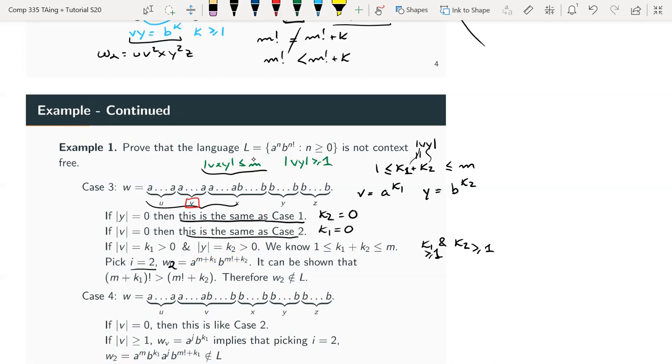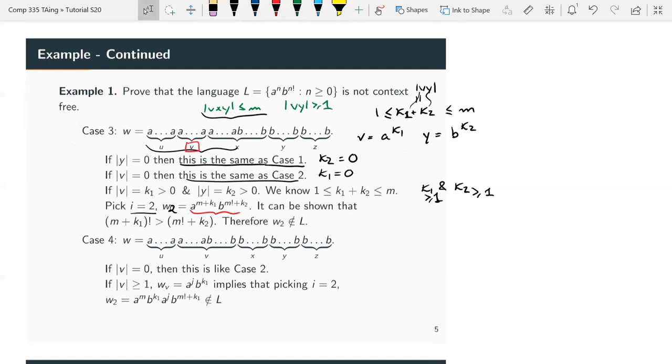So you're adding K2 B's to the already M factorial B's, right? So that's why when you pump up, your string w2 looks like a^(M+K1) b^(M!+K2). And now this is where you have to use some math. So I would argue that at this point, it's no longer COMP335, it's more like discrete math. And so what you need to show essentially is that the number of A's factorial is not equal to the number of B's. In this case, you can actually see that the number of A's factorial is in fact strictly greater than the number of B's. Okay, so this is the number of A's and this is the number of B's.